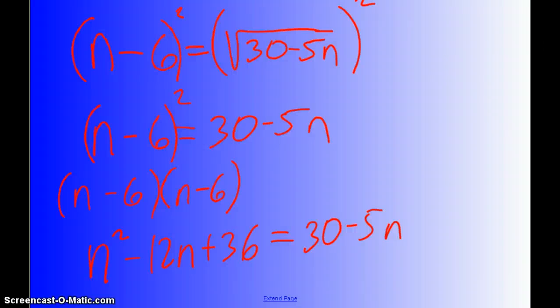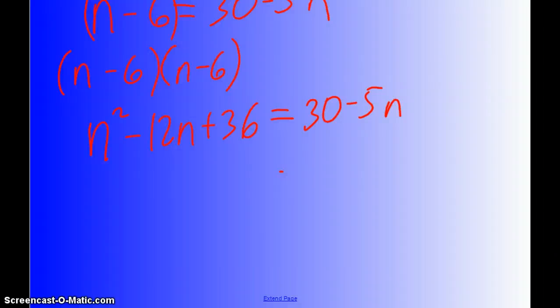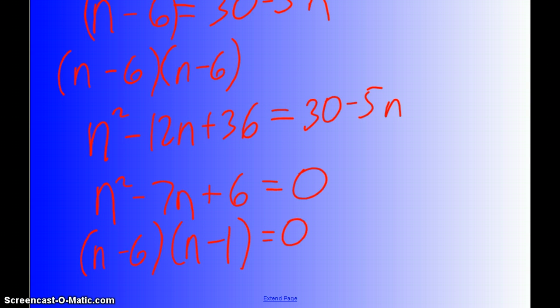To solve that, we set it equal to 0. n squared, I'm going to add 5n to both sides. Minus 30. And now we have a quadratic situation that's factorable. n minus 6, n minus 1. So the two solutions we would get from that are n equals 6, n equals 1.